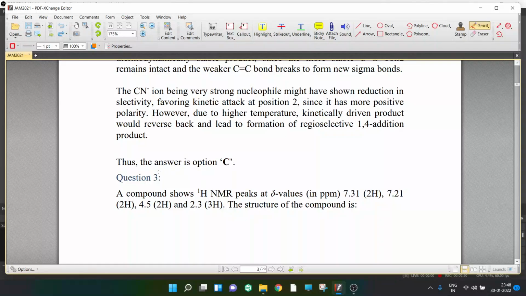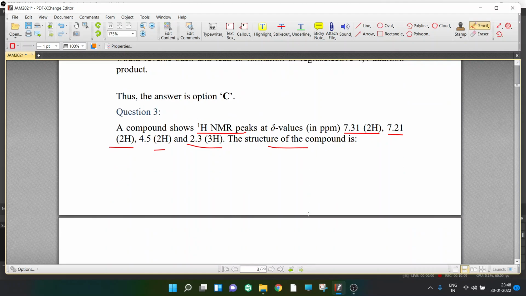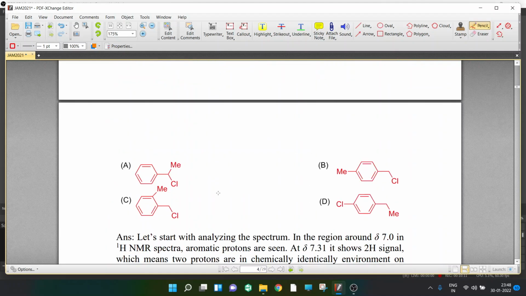Right. The next question says the compound shows proton NMR peaks at delta values in ppm. It is not showing multiplets; it is just giving the values and the number of protons: 7.3, 2 protons; 7.2, 2 protons; 4.5, 2 protons; and 2.3, 3 protons. The structures of the compounds are these 4 structures which are given.